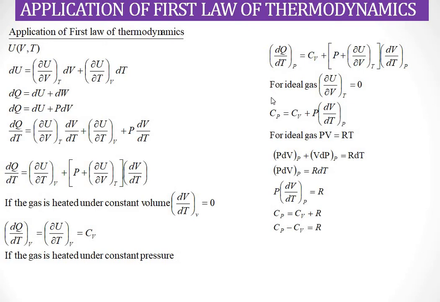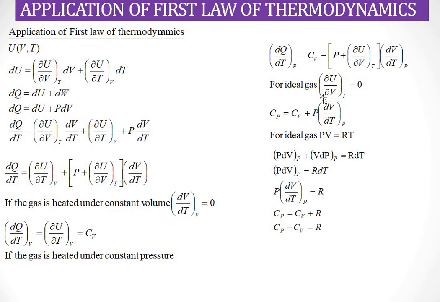In the case of an ideal gas, this term is already ∂U/∂T at constant volume. What will be the change in internal energy at constant temperature? There will not be any change in internal energy. So in the case of an ideal gas, ∂U/∂V at constant temperature is equal to zero. So we can rewrite this equation. What is dQ/dT at constant pressure? It is nothing but Cp. So we replace dQ/dT at constant pressure with Cp, equal to Cv plus, since this term vanishes, P into dV/dT at constant pressure.